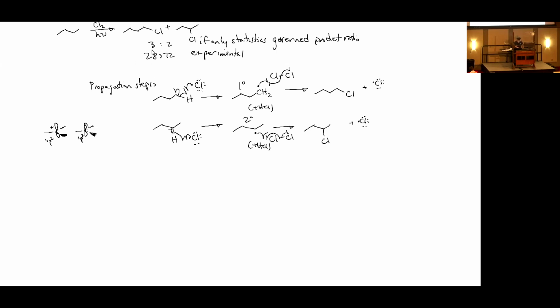And so the reason that the results differ so much from what we would have predicted if only statistics governed the product outcome, the reason those two are so different, is because of stability of the intermediate radical. So there's 2 effects going on here. Statistics does matter. And also, stability of the radical intermediate also matters. Both of those are in play.